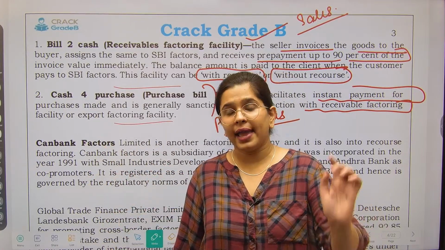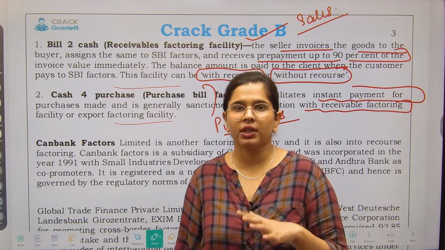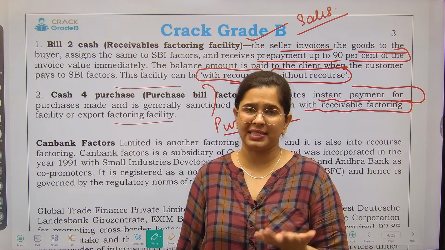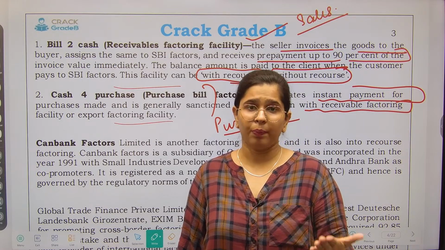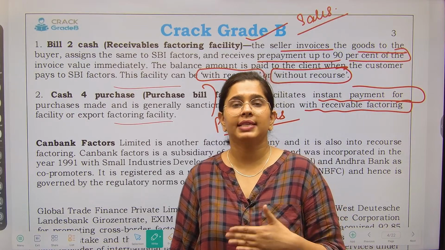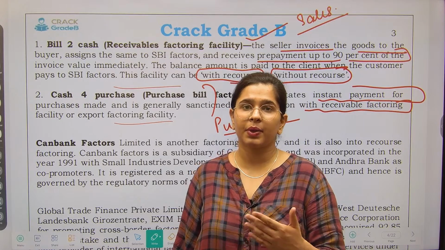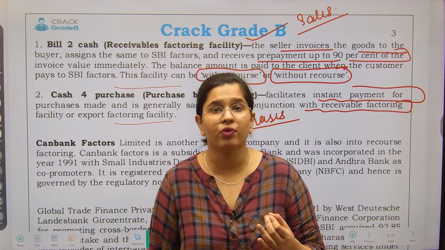Suppose the exporter requires instant payment, or let's say within 10 days, within 15 days. But the buyer is not in the condition to pay. So in such a situation, the buyer will say to its bank that please make the payment on behalf of me. Obviously the bank is going to charge some amount for it.